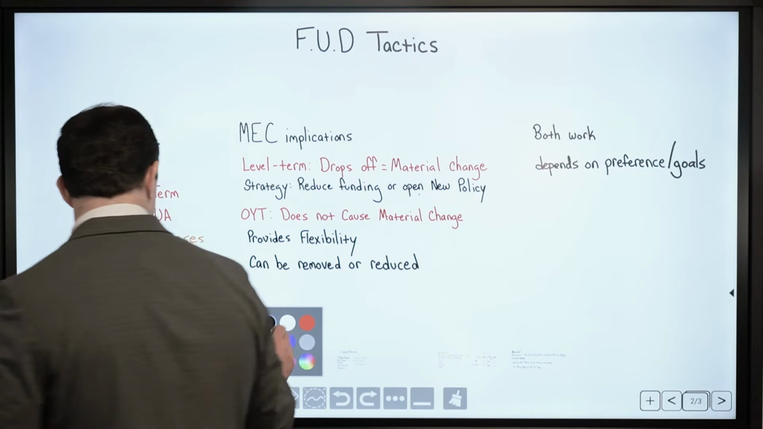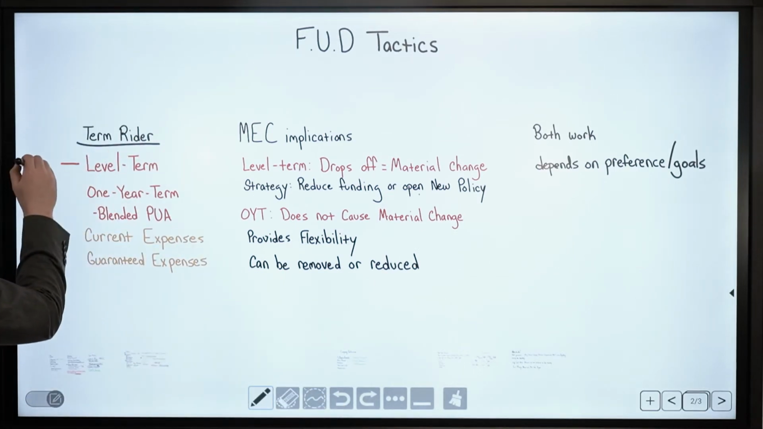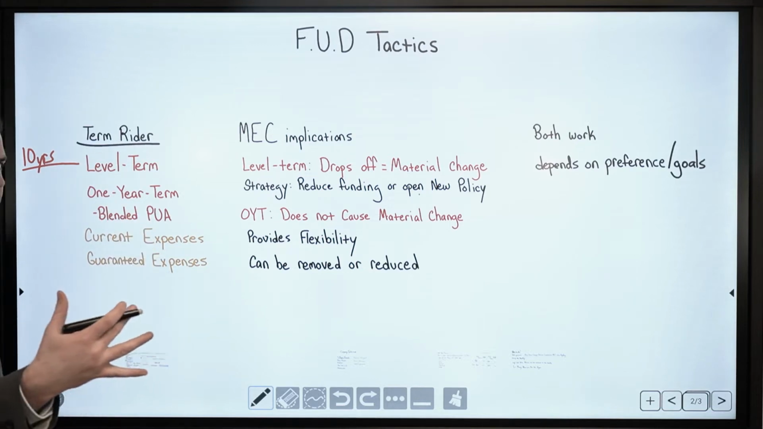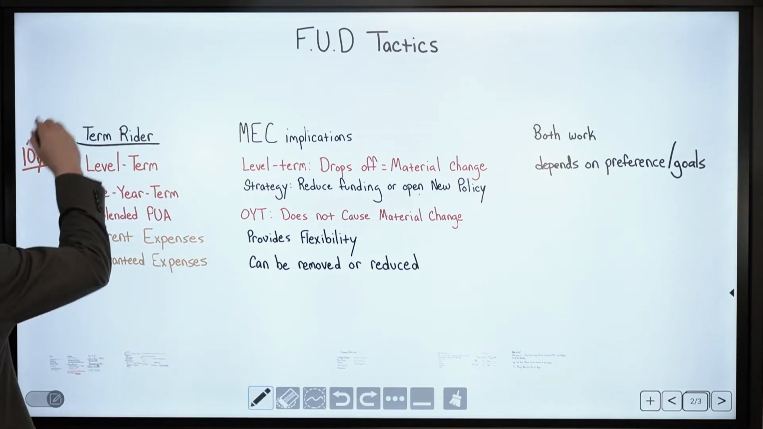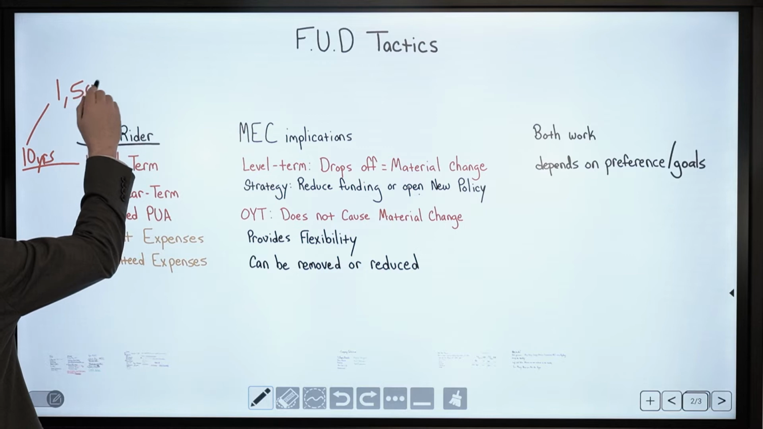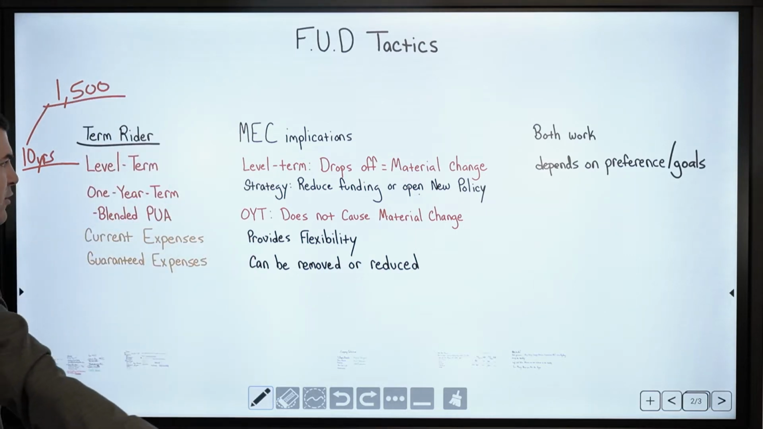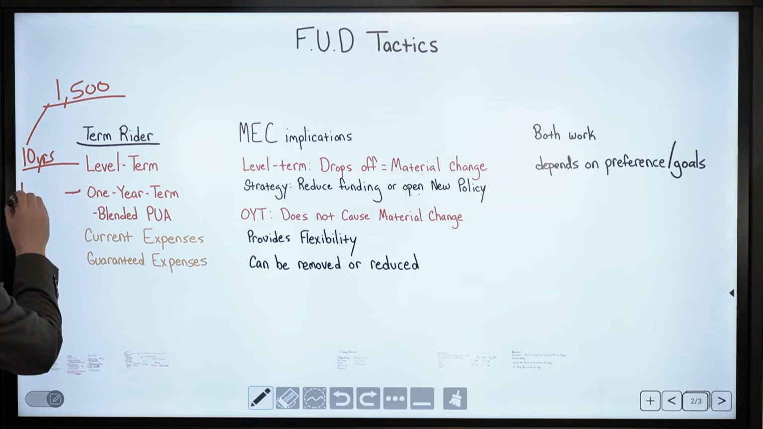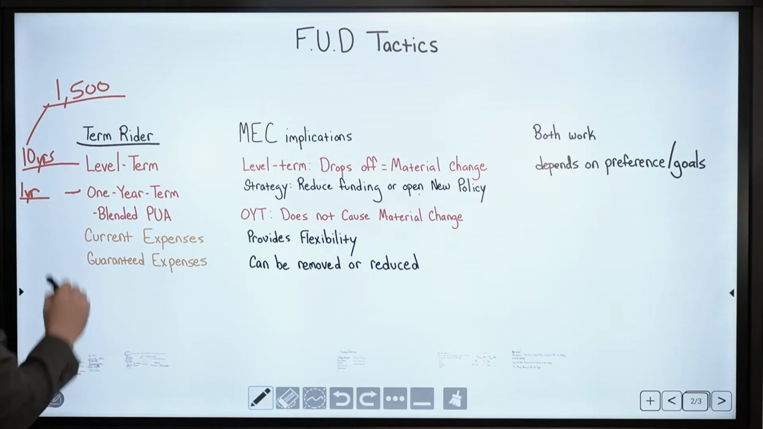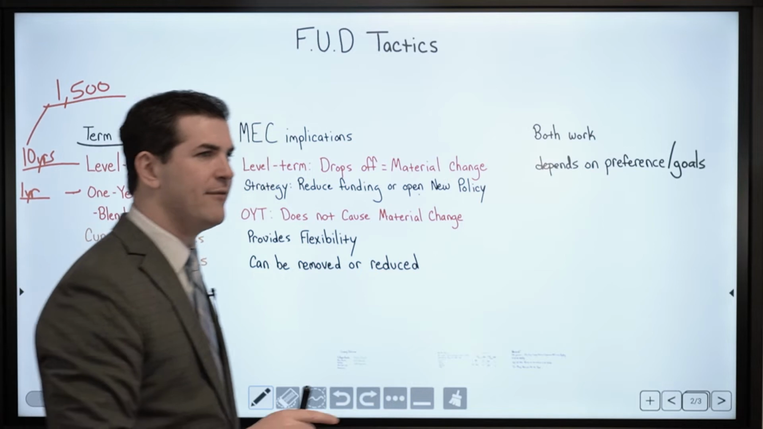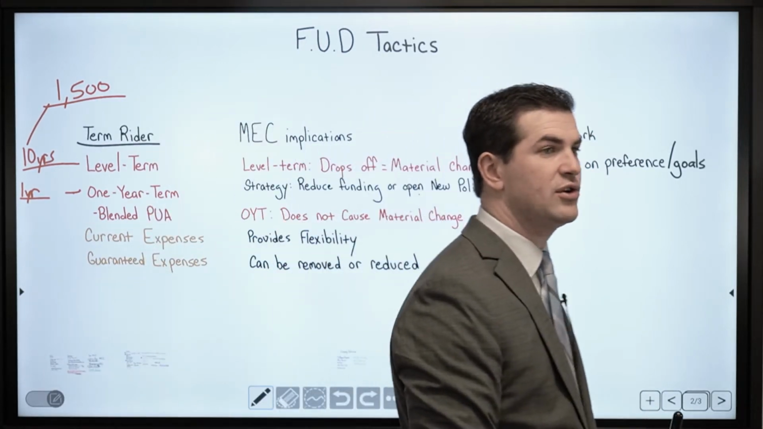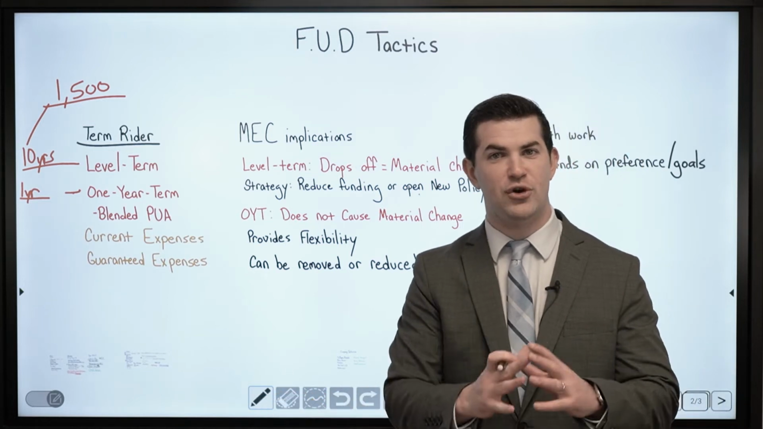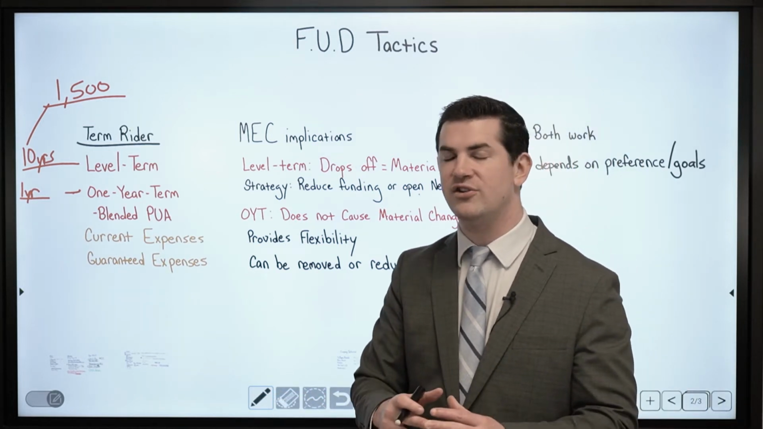So we're going to go through each of these in detail, but to sum it up, the level term rider is level for 10 years, or whatever the term is. It could be a 20-year term rider, 7-year, doesn't matter. If my premium is $1,500 per year, that will be $1,500 for 10 years. Whereas the 1-year term rider, that price will jump up every single year. I should say the price for every $1,000 of term insurance attached to the policy will increase.